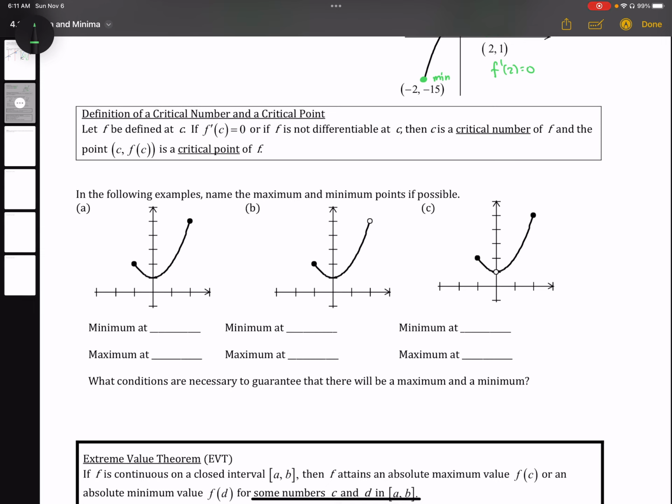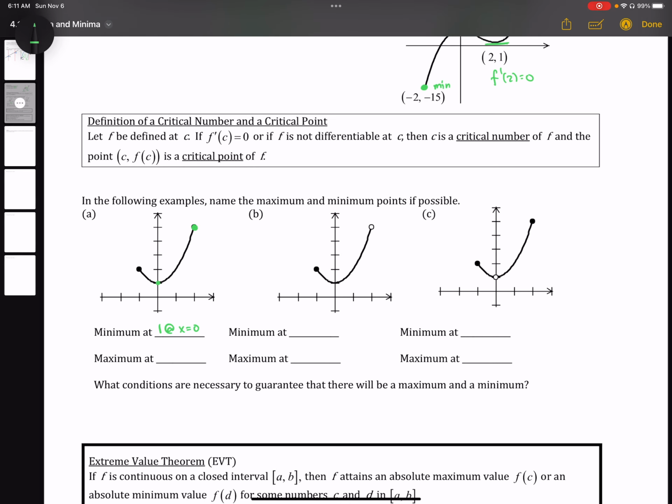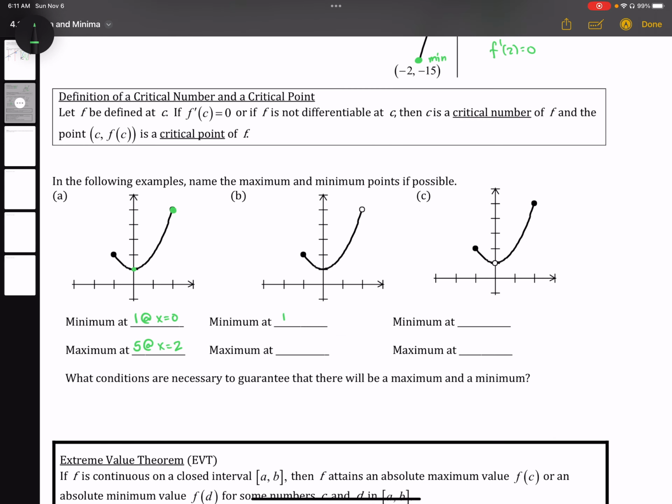So our minimum value for graph A seems like it is a minimum value of 1 at x equals 0. And our maximum value seems to occur at x equals 2. And it's 1, 2, 3, 4, 5. So our maximum value is 5 at x equals 2. For B, we have still a minimum of 1 at x equals 0. But then we don't actually have a maximum.